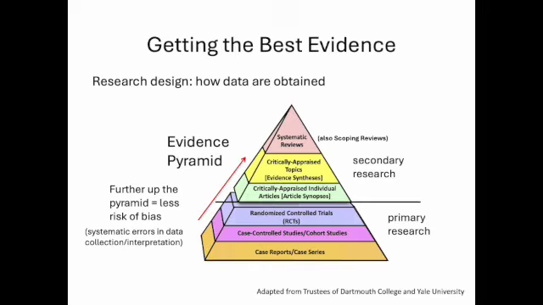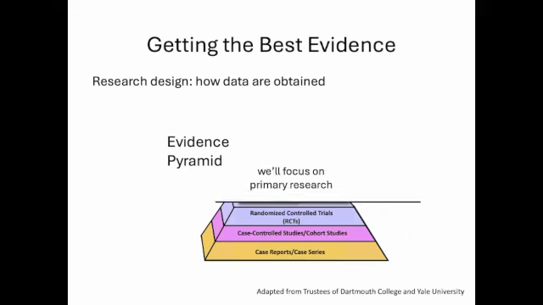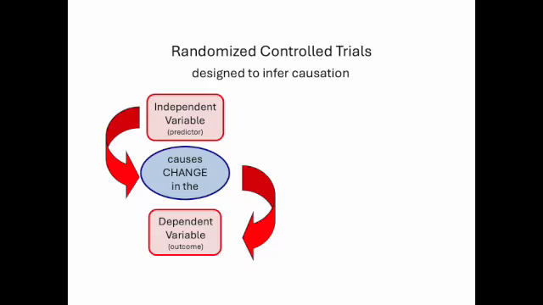So I'm not going to look at the secondary research today. I'm going to look at primary research, and I'm going to look at the top level, which is randomized controlled trials, which is really the gold standard for primary research designs. What a randomized controlled trial is designed to do is to infer causation. A researcher doing an RCT is trying to establish a cause and effect relationship.